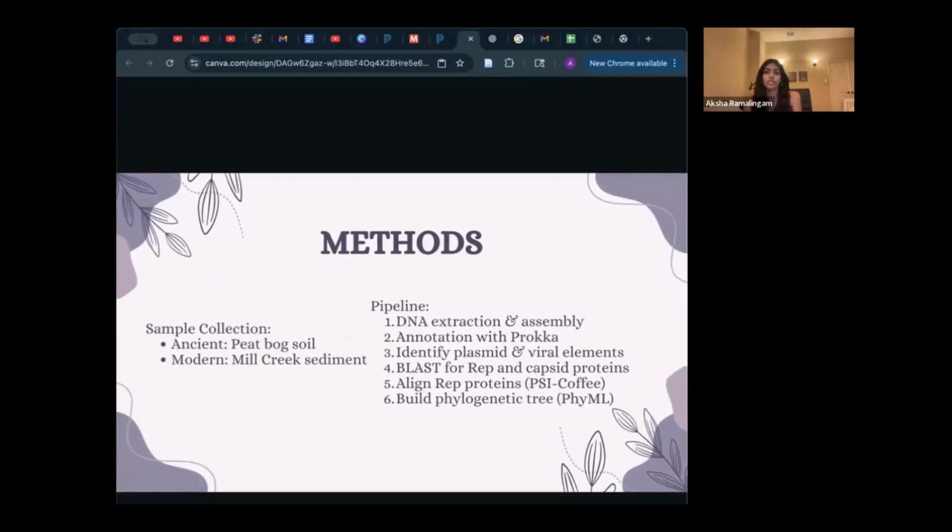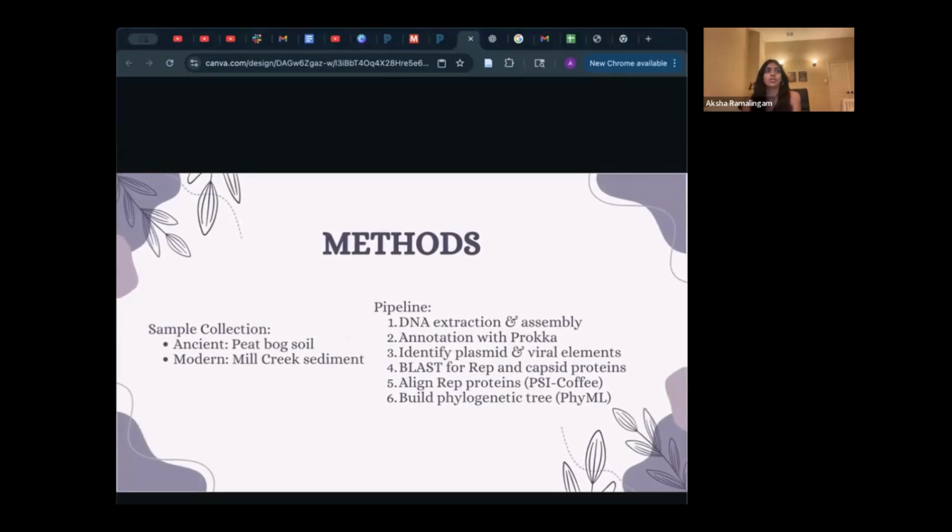So as an overview of my methods, we started by extracting DNA from the ancient peat bog soil, and then we assembled the sequences. We also did this for the modern creek sediments. Using Prokka, which is a data analysis tool, we annotated these sequences to identify genes and open reading frames. So we focused specifically on plasmid and viral elements.